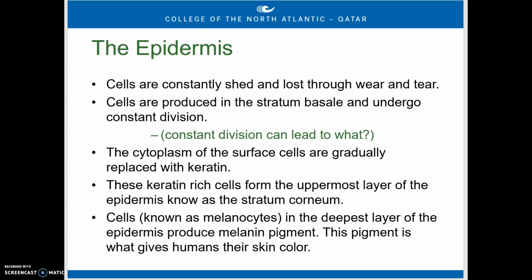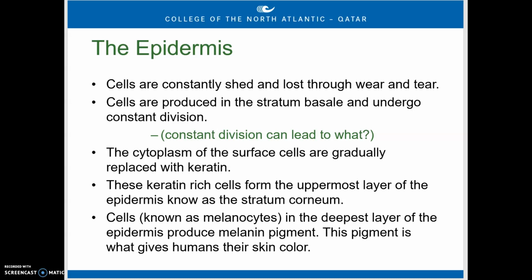Now, those cells in the epidermis, they're constantly shed through wear and tear. Rubbing your skin against a hard surface, some of those dead epidermal cells are going to come off, and they're going to be lost. So the cells that are in the stratum basal, the deeper ones, they're constantly undergoing mitosis to produce new cells. Now, what condition did we just talk about where constant cell division can be a problem?